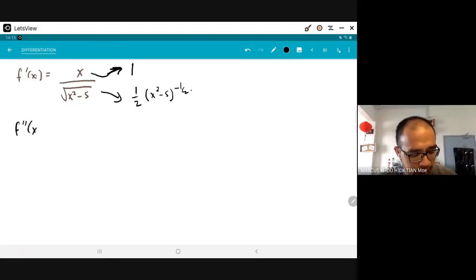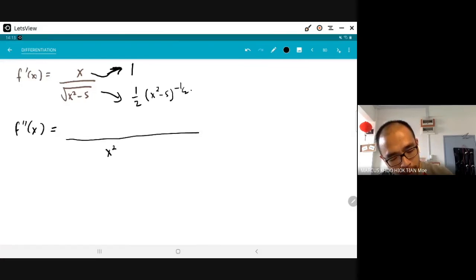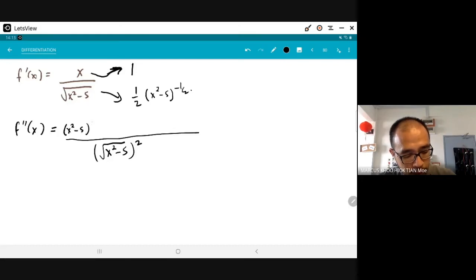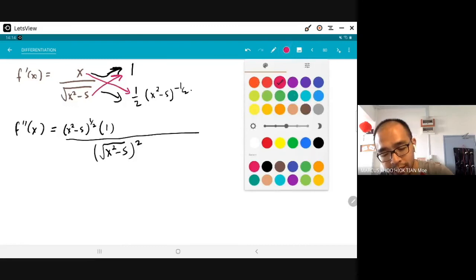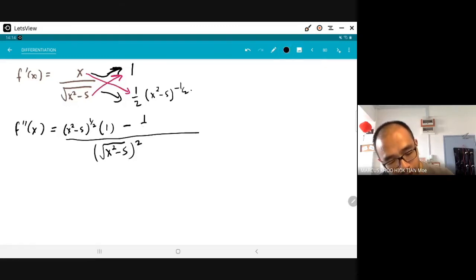So f prime x. Okay. Di bawah dia akan jadi x squared minus 5 square root tetapi squared. Kan? So over here will be x squared minus 5 power of half darab dengan 1. Ini darab ini, okay, this times this. And then ini darab ini, yang mungkin susah sikit lah. Okay, so negative half x and then x squared minus 5 to the power of negative half.